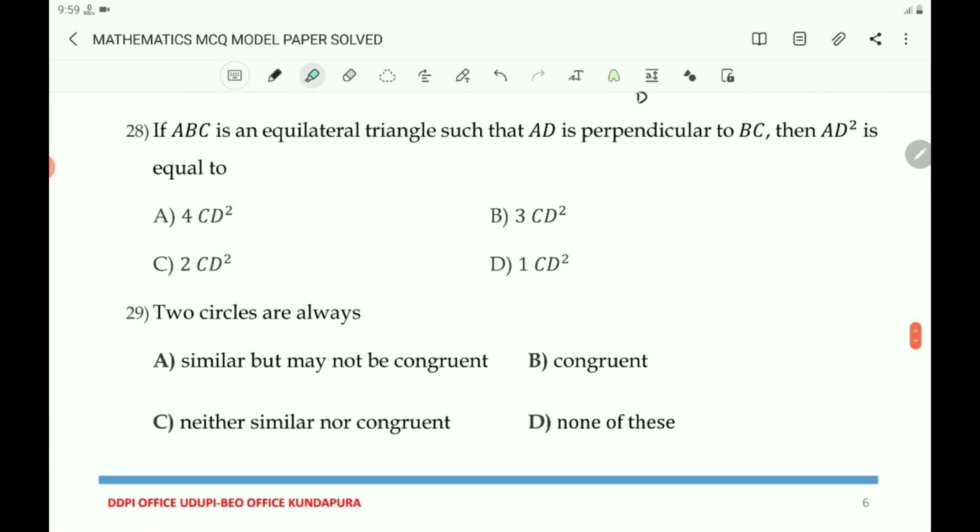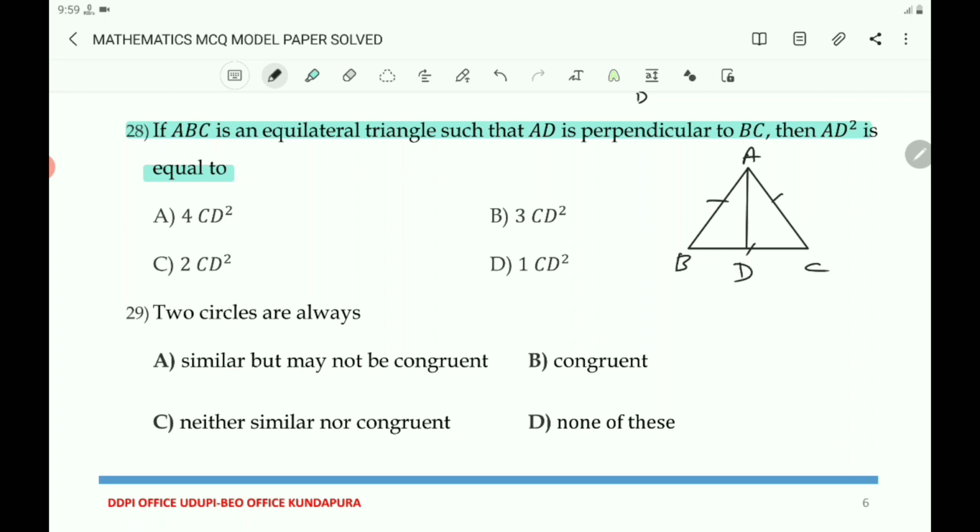Next question number 28. If ABC is an equilateral triangle such that AD is perpendicular to BC, then AD square is equal to. Here let us have the figure. ABC is an equilateral triangle, which means all sides are equal. AD is perpendicular to BC.